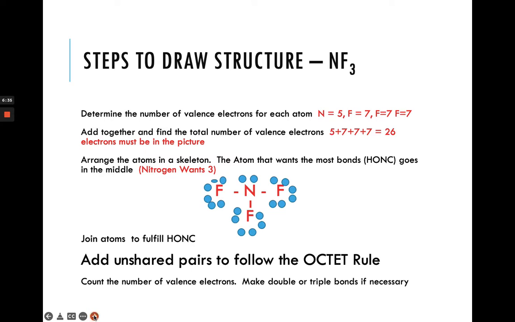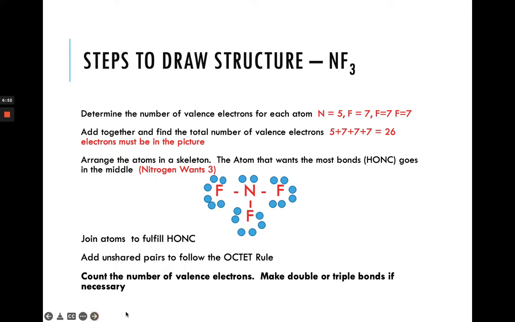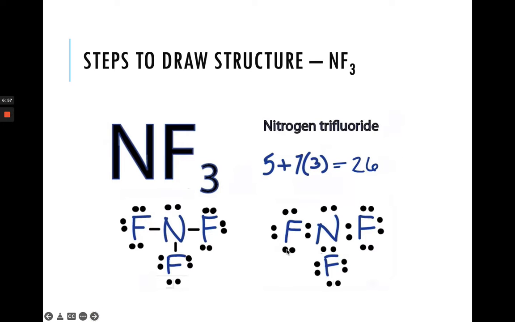So we're going to do that. And excuse my weird drawing here, but you can see we've got a pair here, a pair here, a pair here. We've got a pair on the nitrogen and so forth. So if we actually count all of these up, we end up with 26 electrons. Okay, so we don't need any double or triple bonds. So just to see this a little bit more clearly, here is nitrogen trifluoride. It has 26 valence electrons: 5 from the nitrogen and 21 from the 3 fluorines, 26 total.